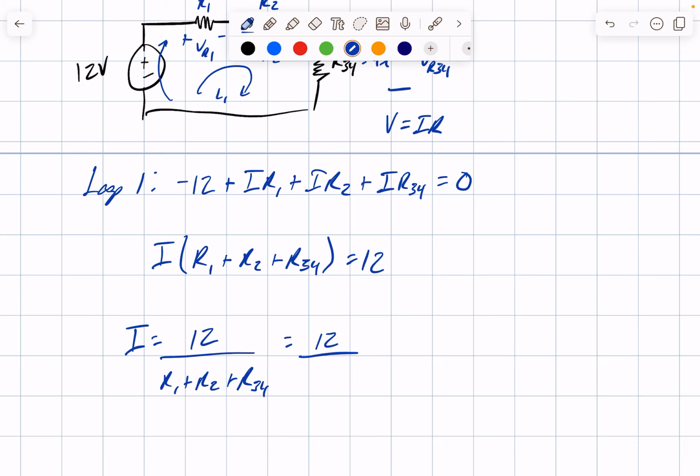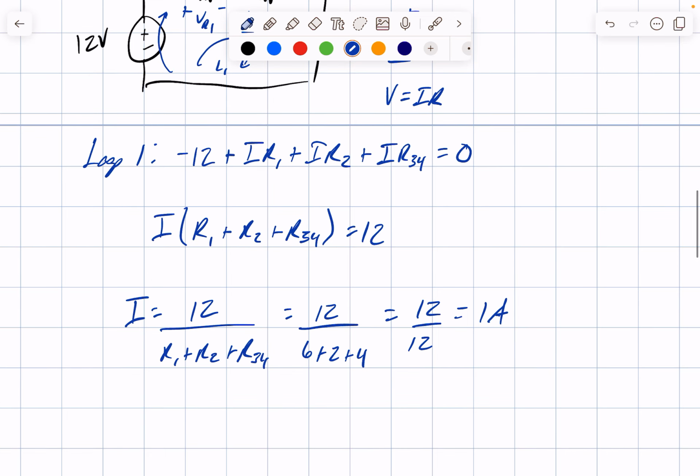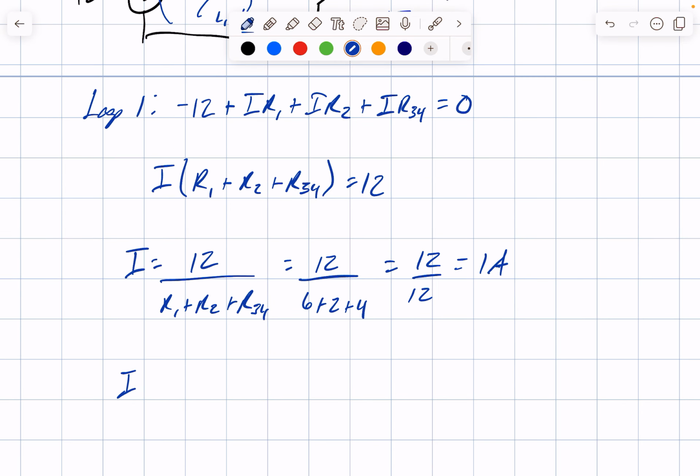So we will get 12 over 6 plus 2 plus 4, which will give us 12 over 12, which is simply 1 amp. And now we know that the current throughout the whole circuit is 1 amp.